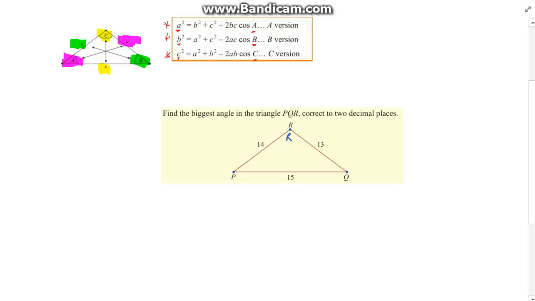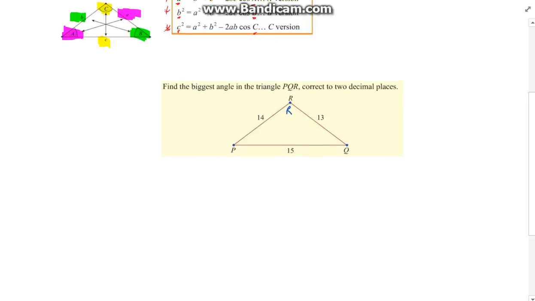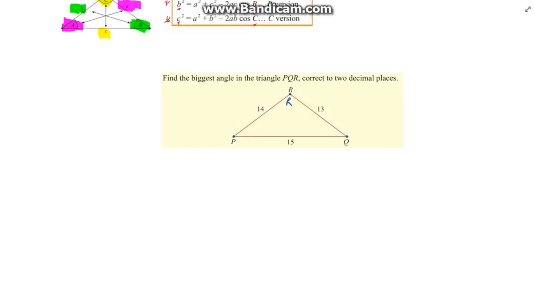So how do we go about finding that? It's not a right angle triangle, so we try the sine rule. With the sine rule, we'd need side over angle equals side over angle. We don't have enough information. We'd have 2 unknowns there, so we can't use that. So we're going to try to use our cosine rule.